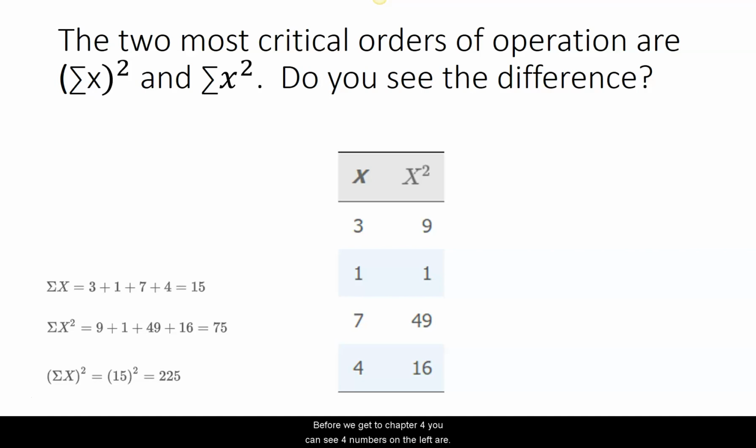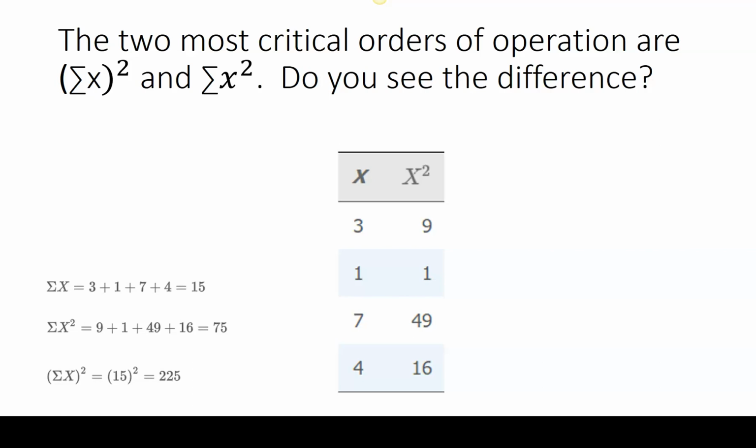You can see 4 numbers on the left there: 3, 1, 7, 4. And if I were to add them all up, of course, that'd be 15. 3 plus 1 plus 7 plus 4 is 15. Sigma x in parentheses squared. Now, what does the character sigma mean? This is the uppercase sigma. The lowercase sigma looks sort of like an O. Uppercase sigma x means the sum of all the values. That's it. So the sum of 3 plus 1 plus 7 plus 4 is 15. If I place that value in parentheses, that denotes that I'm going to take that sum and square the sum. So 15 squared, as you knew off the top of your head, of course, is 225.